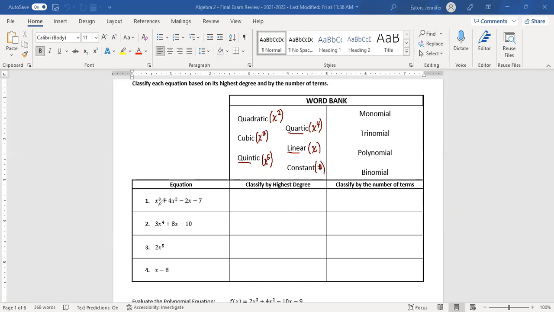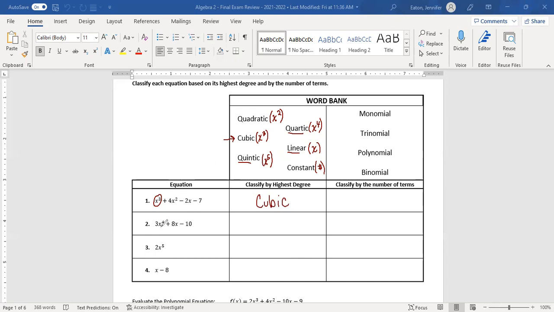So I'm going to go through here, and I'm going to look at problem 1. We have an x to the 3rd, an x squared, an x, and then no x at all. So what's the highest little tiny exponent number here? That would be the 3. So we have an x to the 3rd as our highest. We know an x to the 3rd being the highest classifies this as a cubic equation.